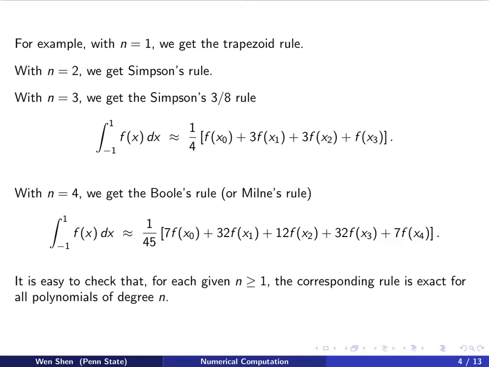Now it is also rather easy to check that for each given n, the corresponding rule will be exact for all polynomials of degree n.